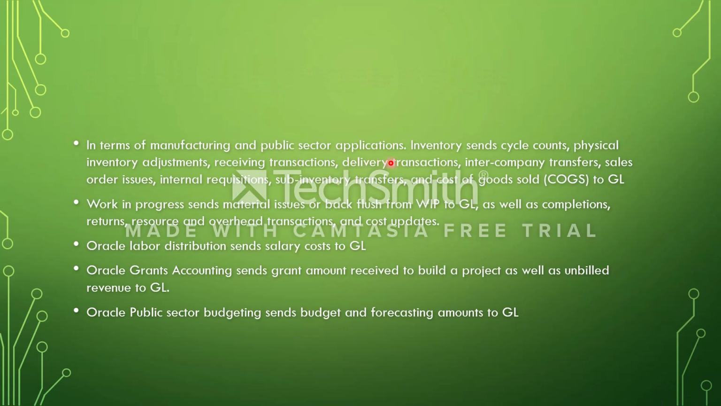In terms of manufacturing and public sector applications, Inventory sends cycle counts, physical inventory adjustment, receiving transaction, delivery transaction, intercompany transfer, sales order issues, internal requisition, subinventory transfers, and cost of goods sold to GL. Work in Progress sends material issues backflushed from WIP to GL, as well as the completion, returns, resource and overhead transaction and cost update.